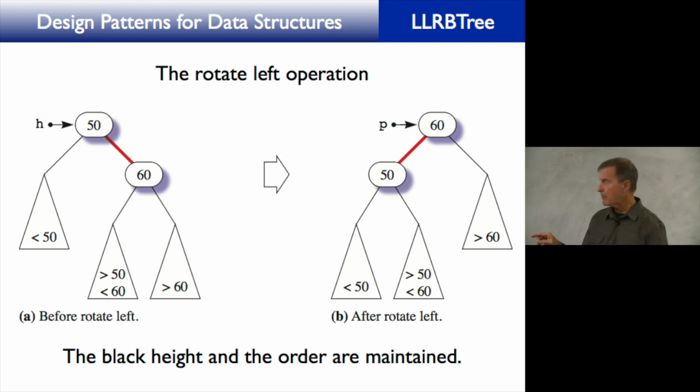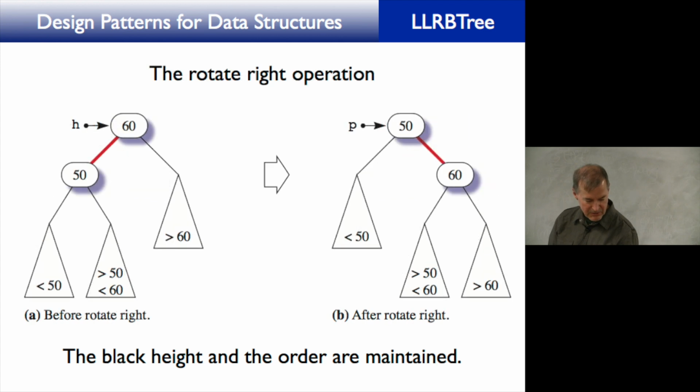So you understand that by doing a rotate left, the black height is not affected, because the number of black links from the parent all the way through to any one of these subtrees is unchanged. Is everybody clear on that? Because you only count the black links, so the number of black links is not affected. That's an invariant of this, so that's a key idea. And then we saw how to implement that.